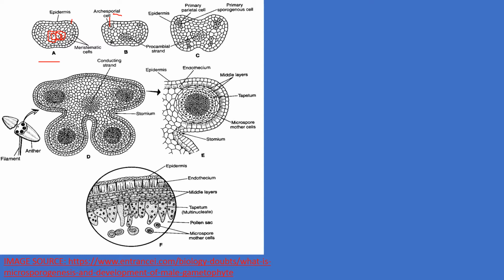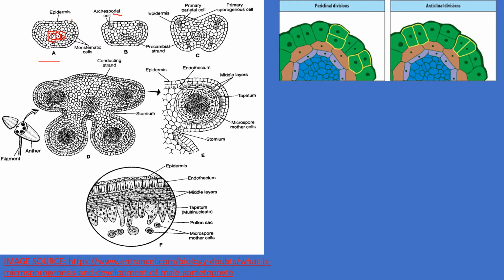periclinal division. We know that there are two types of division: periclinal and anticlinal division. Periclinal division means the divisions are parallel to the surface of the tissue. Anticlinal means divisions at right angles to the tissue. But here the archesporial cell undergoes periclinal division and forms the outer parietal cells and inner sporogenous tissue.